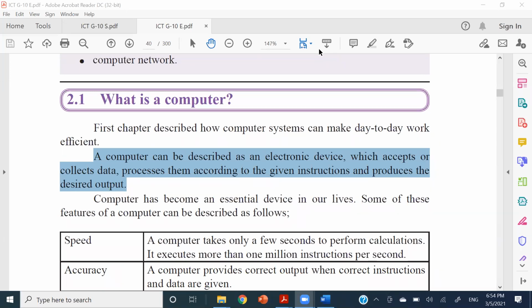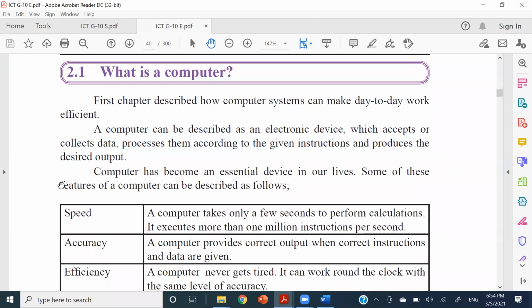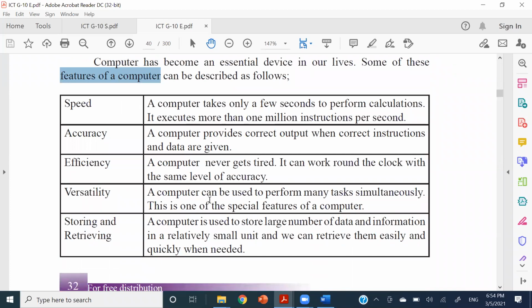Right. So if you are done, we have to write the features. So have a small subheading called features of a computer. Features of a computer. And I'll tell you what to be written, right? So we'll extract the things from the table, right? So write the subheading features of a computer.